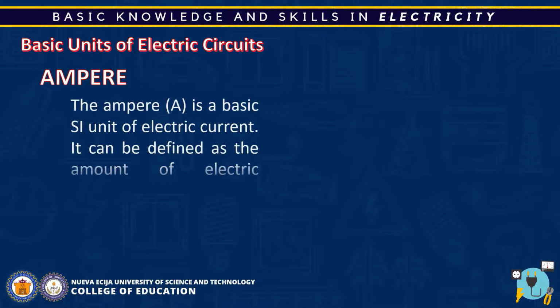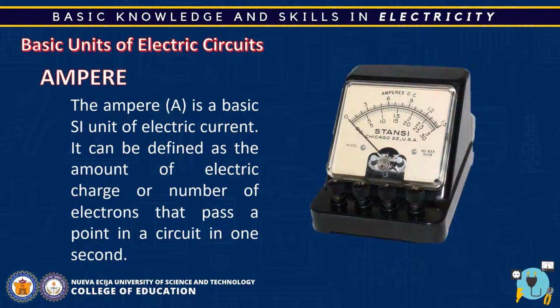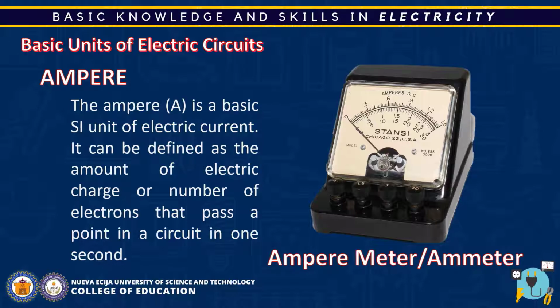The ampere is a basic SI unit of electrical current. It can be defined as the amount of electrical charge, or number of electrons, that pass a point in a circuit in 1 second. 1 ampere equals 6.241 electrons passing a point per second, or 1 coulomb per second. The electrical current on the load is measured with the help of an ammeter by connecting it in series to the load. It has zero resistance and so the measured circuit remains unaffected.